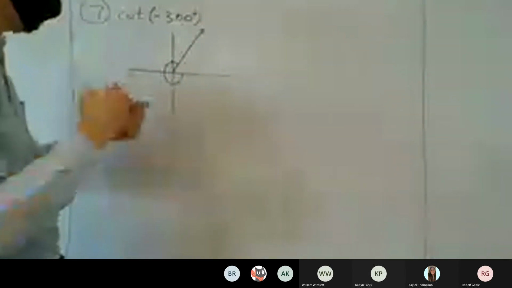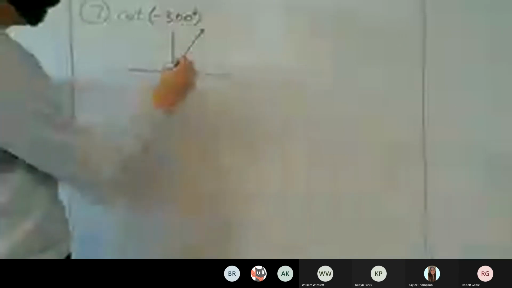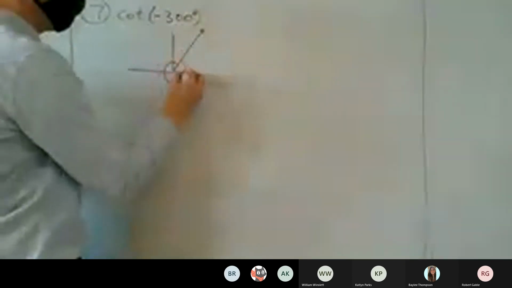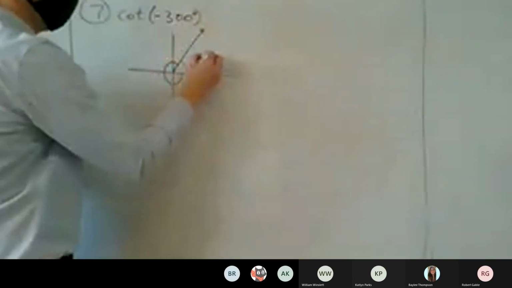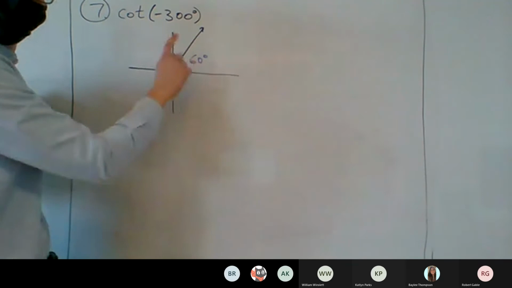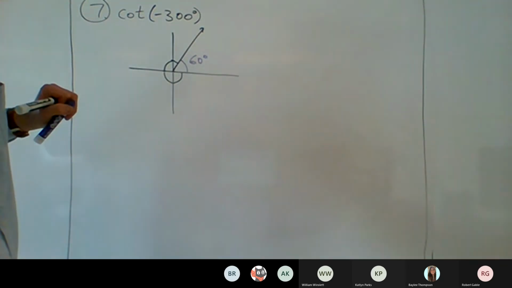So my reference angle goes from the terminal side of this angle back to the x-axis. And how big is that? By the geometry of what's going on here, I know it's 60 degrees because 360 all the way around, right? So this must be 60 degrees.